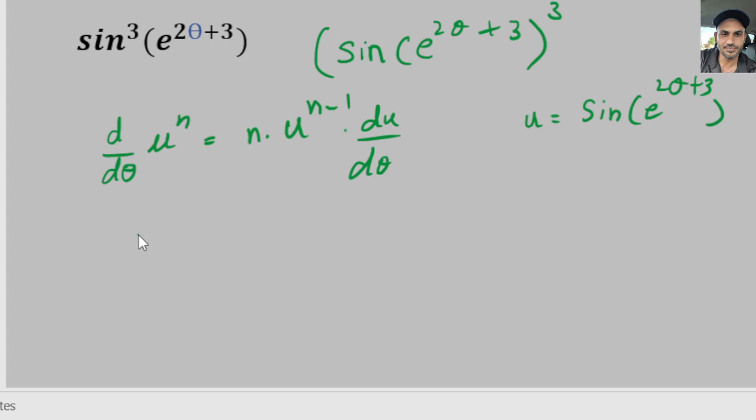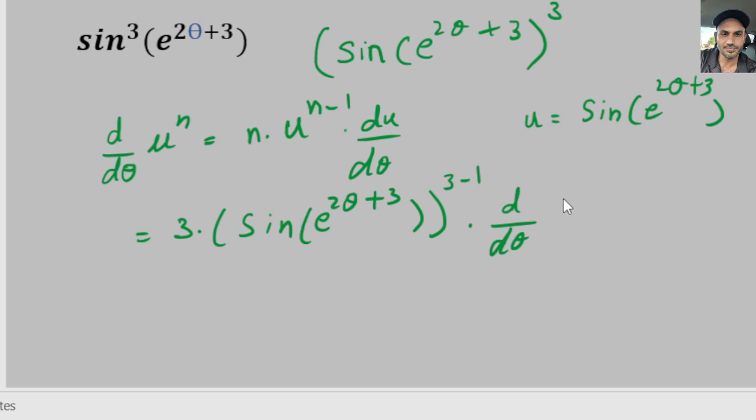So we get this 3 comes here, the n, which is the exponent power, times u, which is sine of e to the 2 theta plus 3, and then we subtract 1 from our exponent, times du over d theta, which would be the derivative of sine of e to the 2 theta plus 3. Okay, so we are done with the first chain rule, and now we have to do this right here.